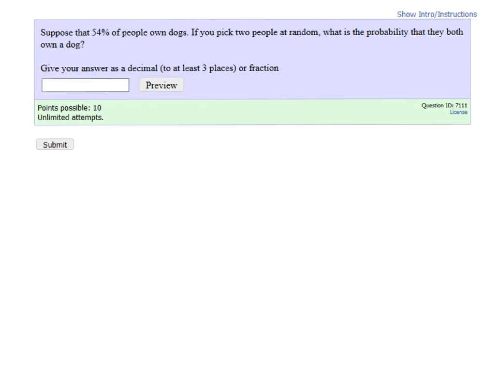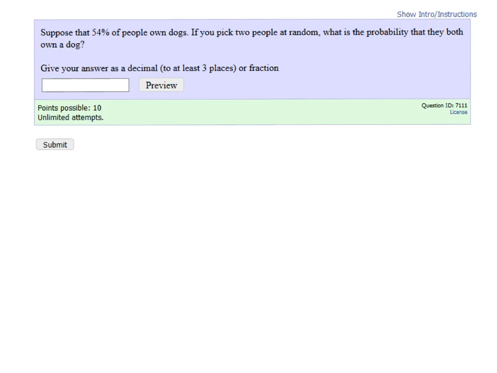But now what's different about this is we want to pick two people at random, and what's the probability that they both own a dog? Now we're going to assume that these two people they pick at random are independent. In other words, what one does doesn't affect the other.